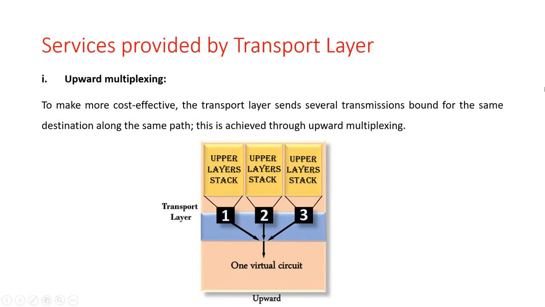Here we have the upper layer stack. We have multiple transport layer connections, and these connections are connected to the same network connection. So this is the upward multiplexing.